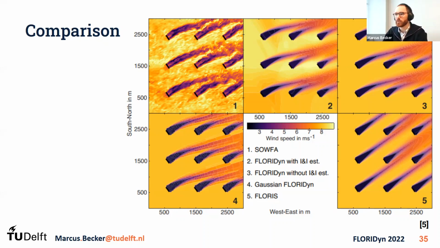On number 3, we see the pure FLORIDyn framework, where we're using the Gaussian model and no coupling to the high fidelity simulation. On the lower left side, we see the Gaussian FLORIDyn model, which was the second iteration of the model, where we have the nearest neighbor interpolation, so we get this mosaic-like effect. And on the right side, number 5, we have the FLORIS model as comparison, which would, in this case, just point straight downstream, which is not adequate to the situation the wind farm is in.